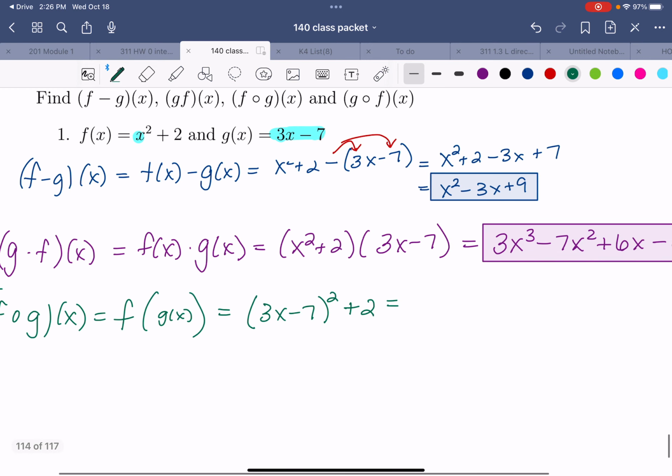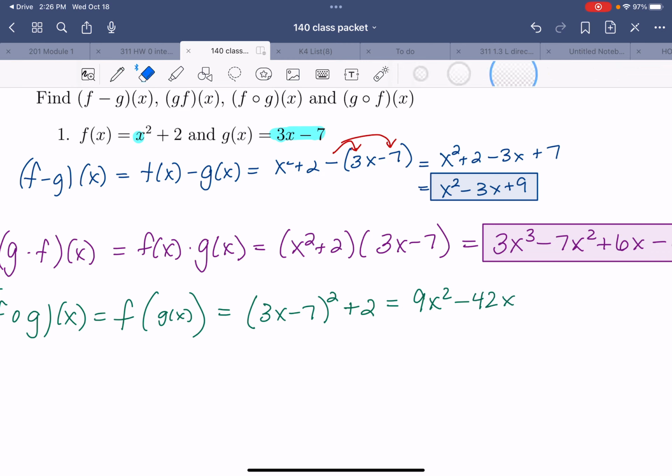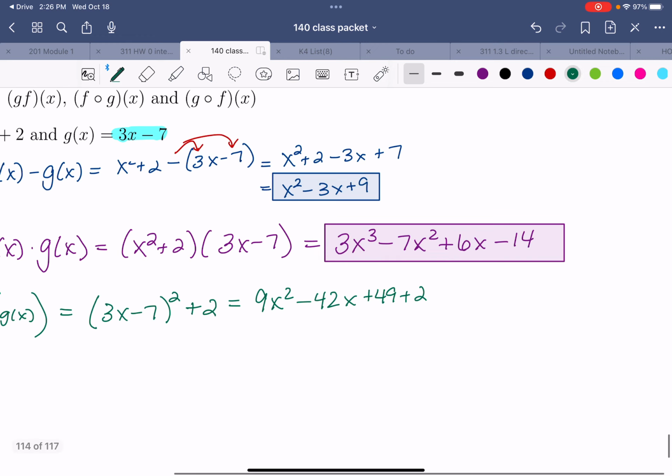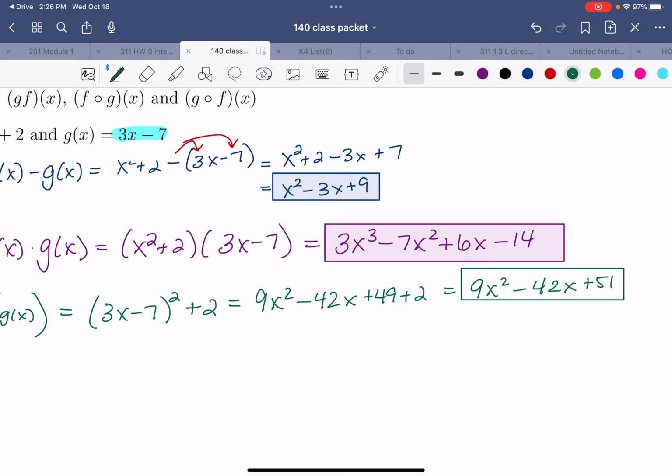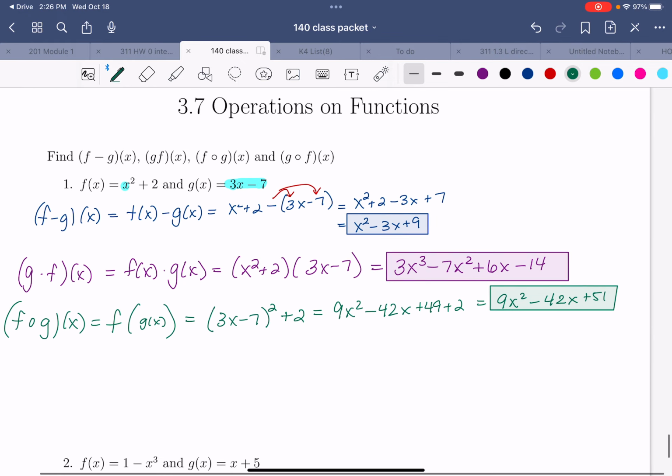And then when I square that, we square the first term, so 9x squared. We multiply the 2 and double. So negative 7 times 3x is negative 21. Double that to negative 42x. And then square the second. So plus 49. Plus 2. And that's going to give me 9x squared minus 42x plus 51. If you're not sure on the quick rules there of squaring, go ahead and write that out and FOIL it. And then you'll be sure to get the right answer.